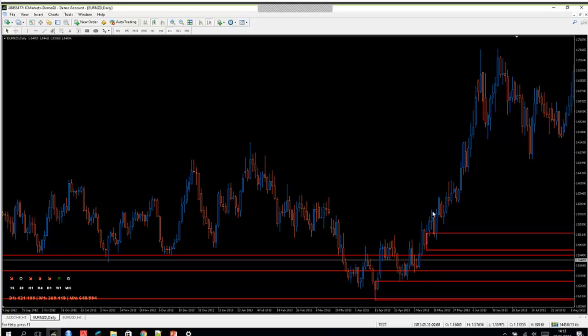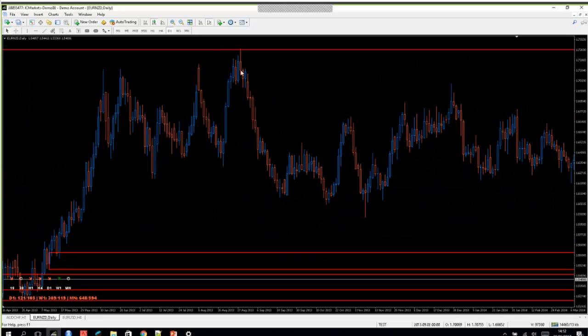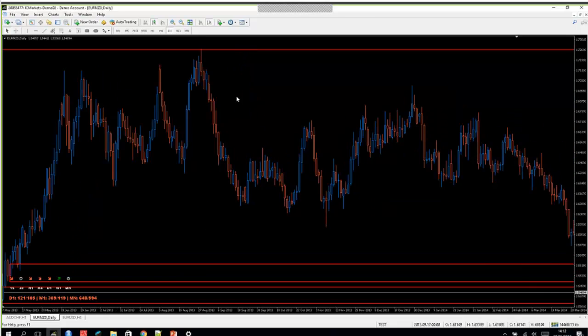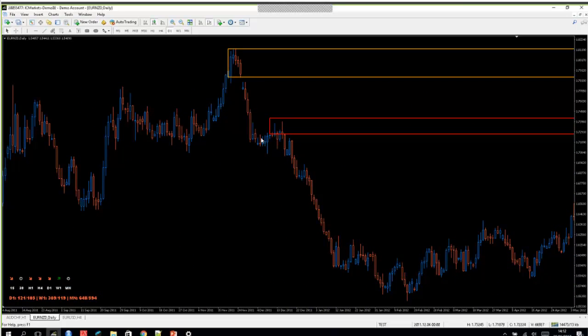This is the one that did it. And price tested that, and it went higher. And you can see price reacted on the rectangle here. If we go back and have a look what that was, well, this was the high of this swing here.